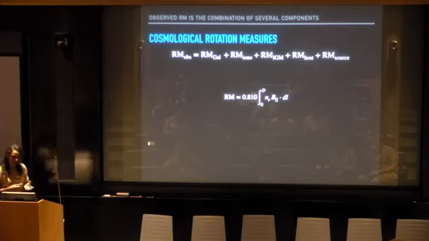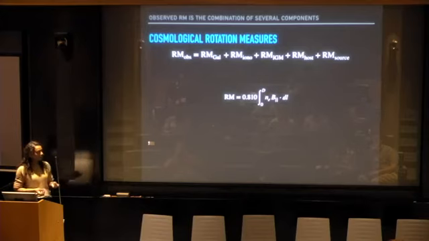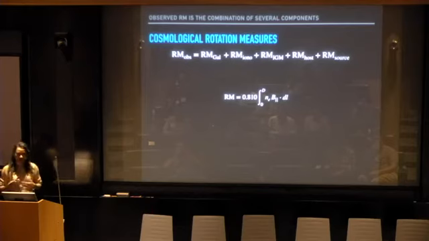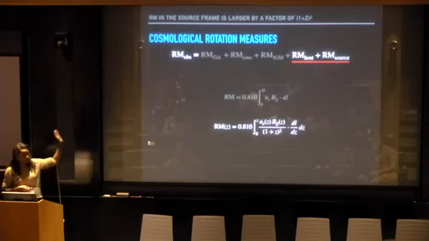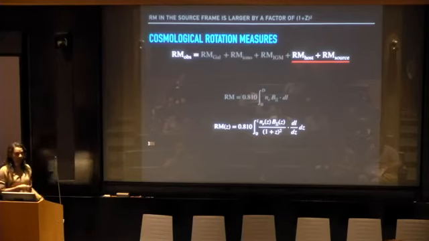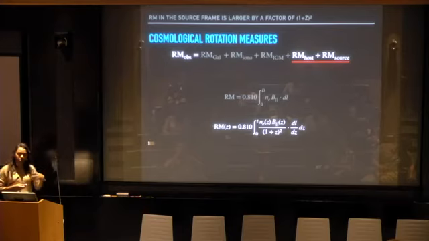The ionospheric component is typically small. It's only appreciable at lower frequencies, and it also depends on the time of day. But on average, you don't expect more than 10 or 20 units of RM. So assuming that we can subtract the first three components, what we're left with is the RM from the host and the source. And for a source at cosmological distances, this is larger by a factor of (1+z)^2 in the source frame.